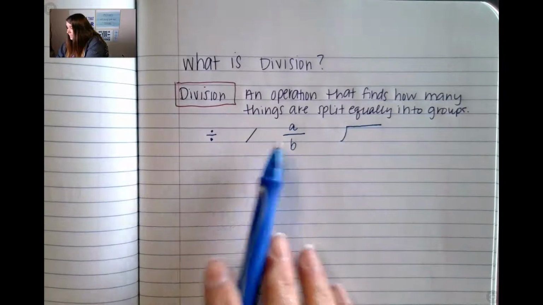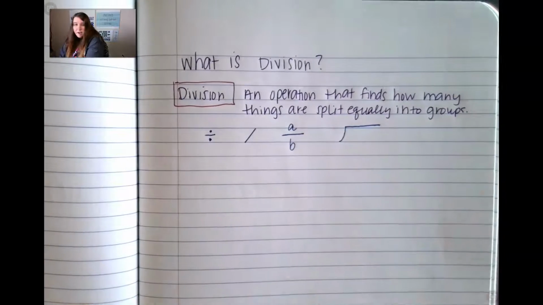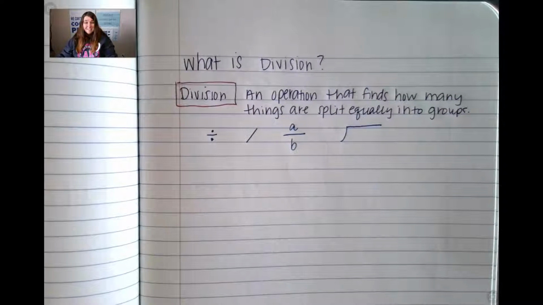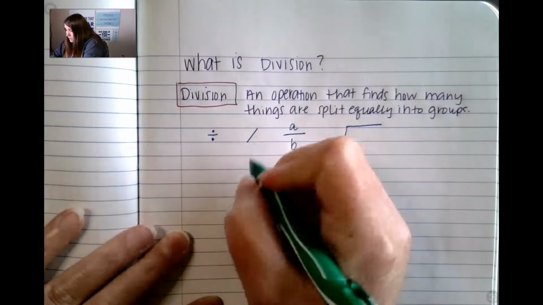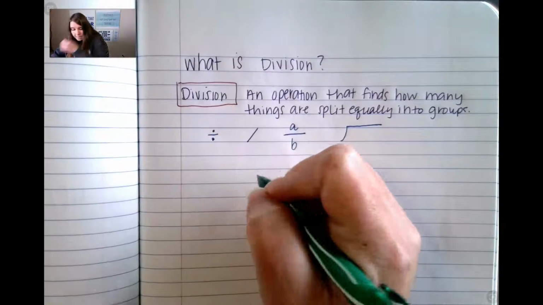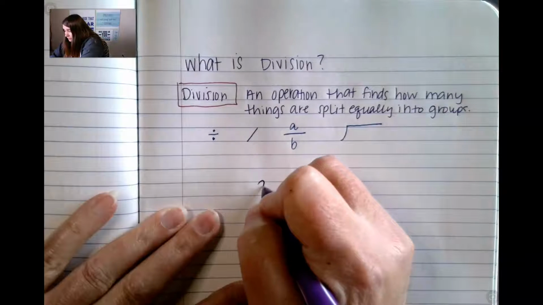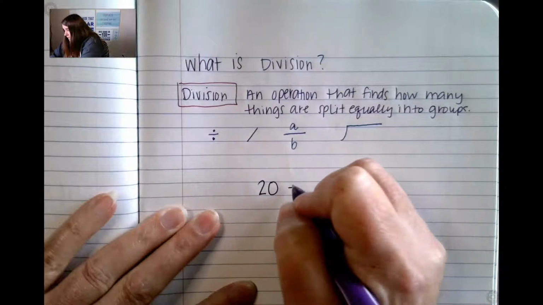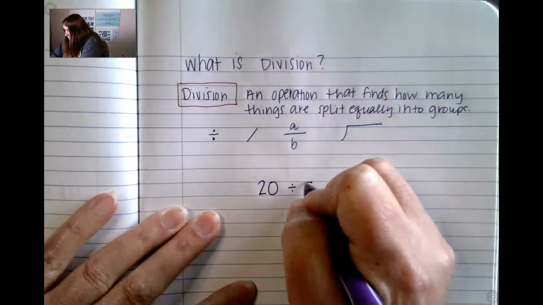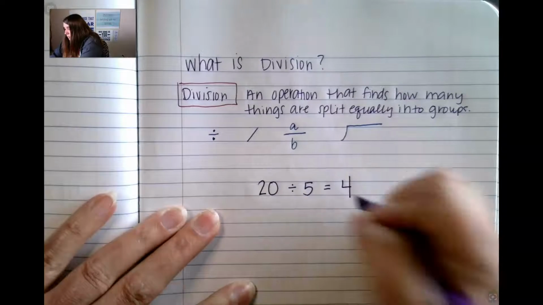So all of these symbols represent division. All of them. They all are used for dividing. Okay, within division, we have some different words. The first word, let's start with a problem here. Let's say that we have the math problem of 20 divided by 5 equals 4.